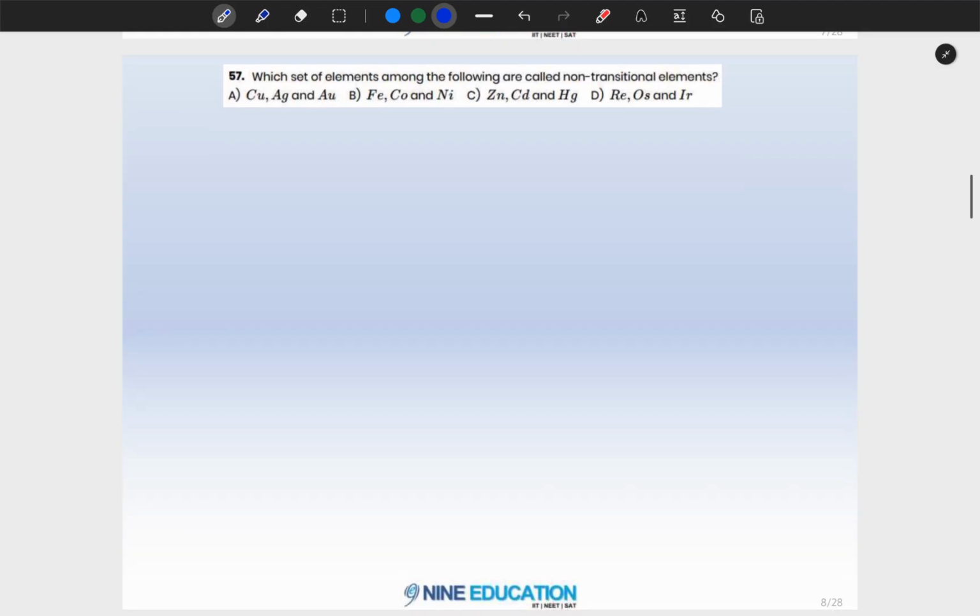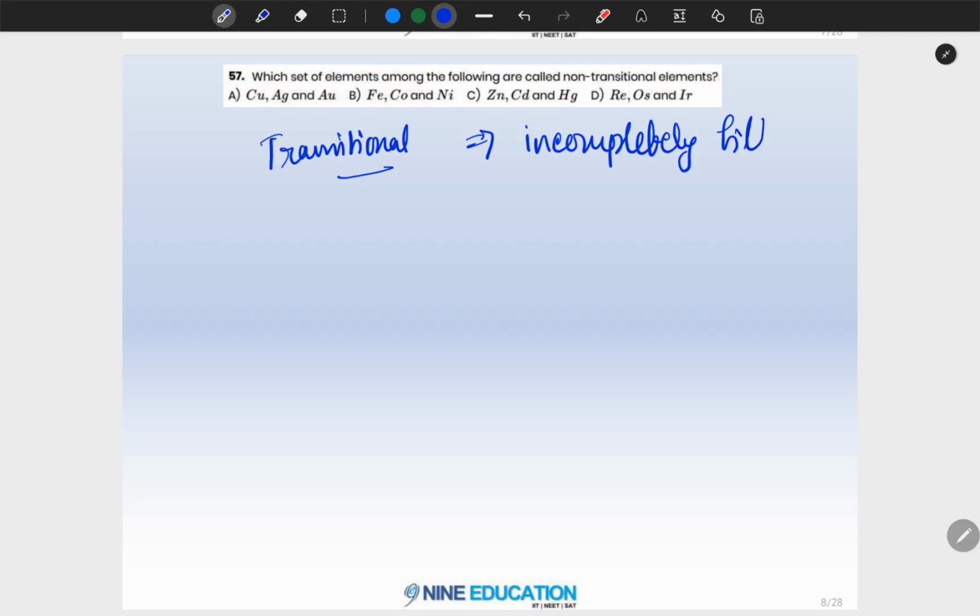Next question, which are non-transitional elements? Now what are transitional elements? Transitional elements are those elements which have an incompletely filled d subshell in the ground state or in any stable oxidation state.